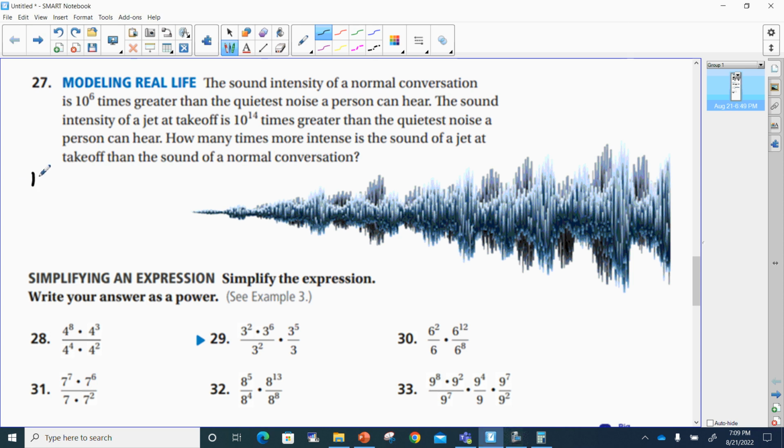So this is simple. This is going to be 10 to the 14th power over 10 to the 6th power. 14 minus 6 is 8. So this is going to be 10 to the 8th power.